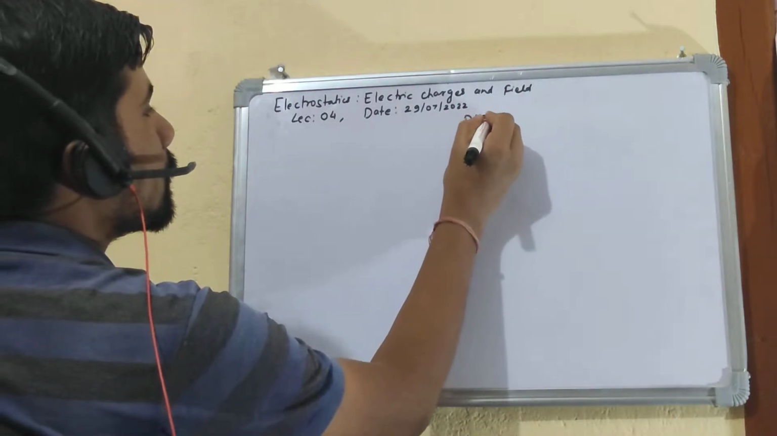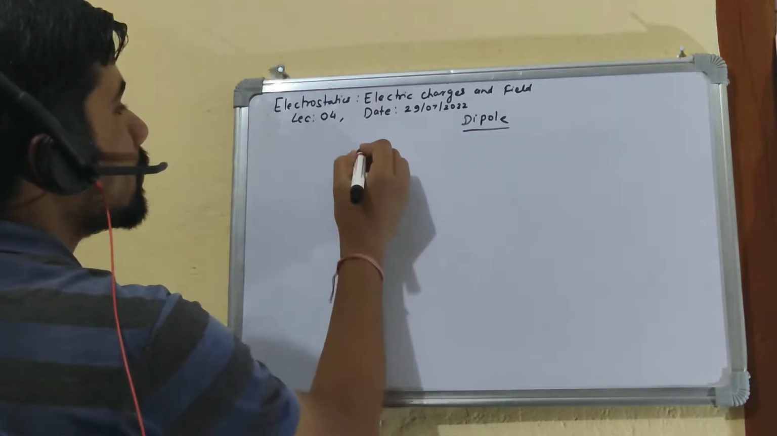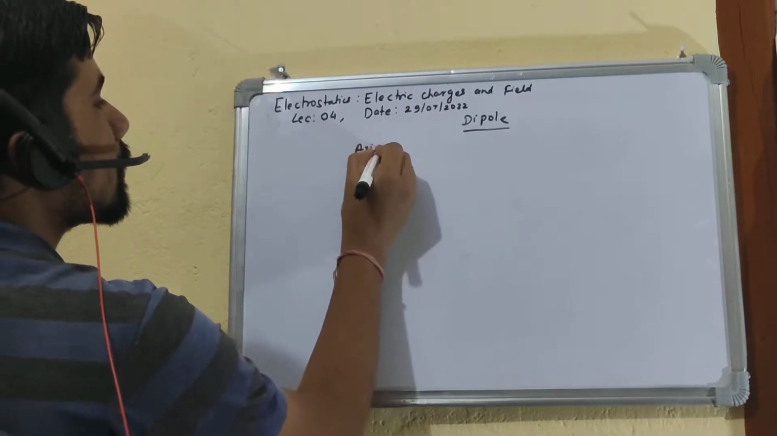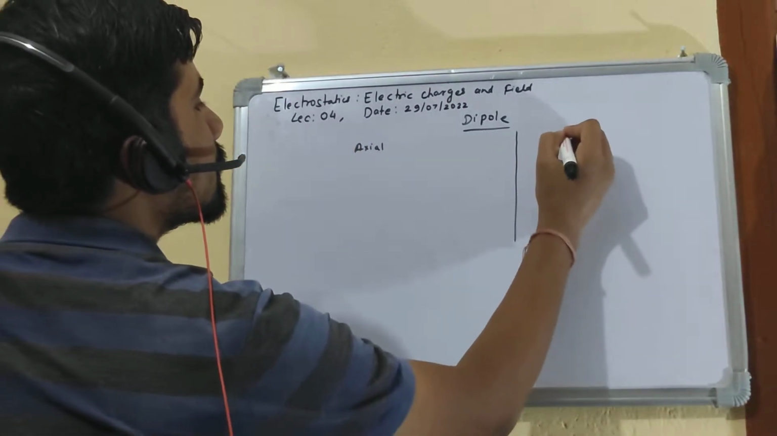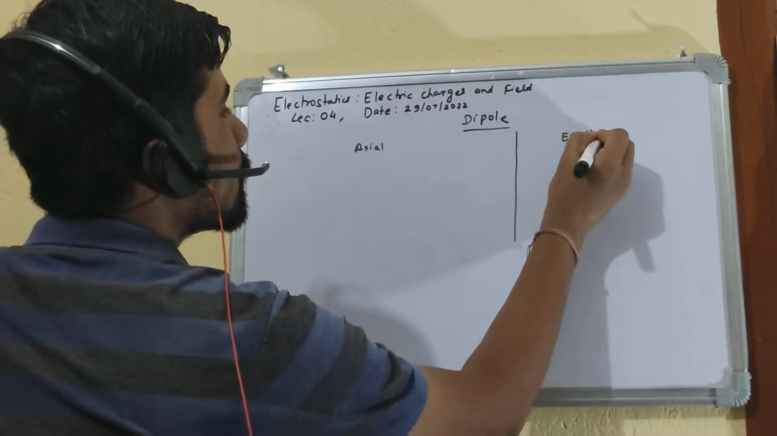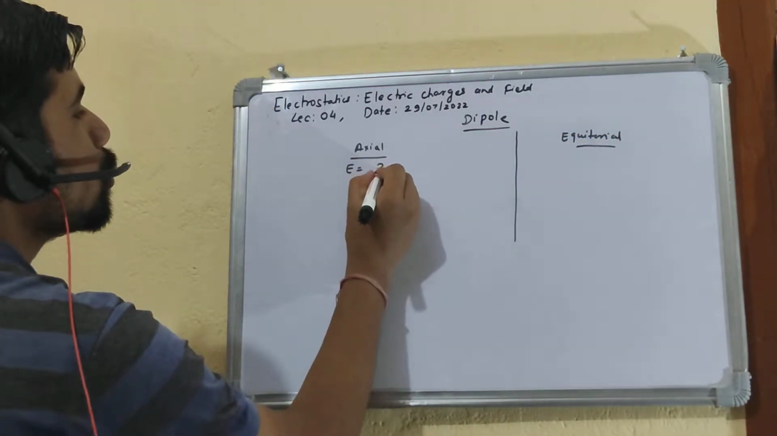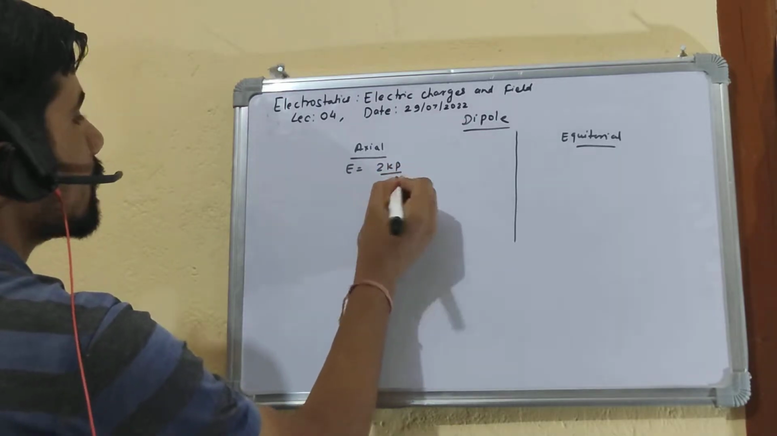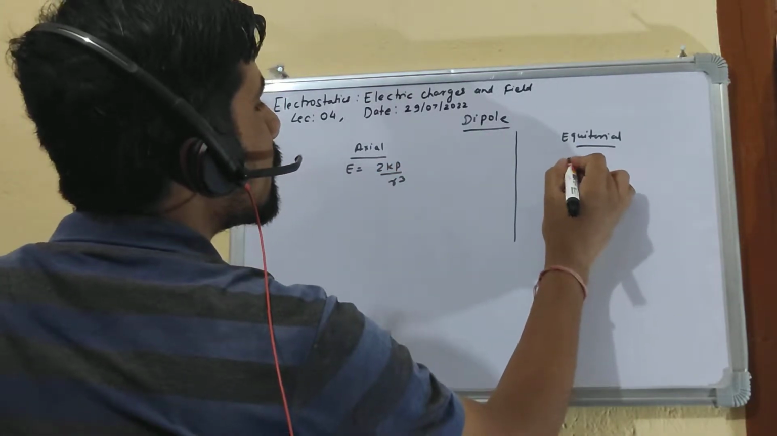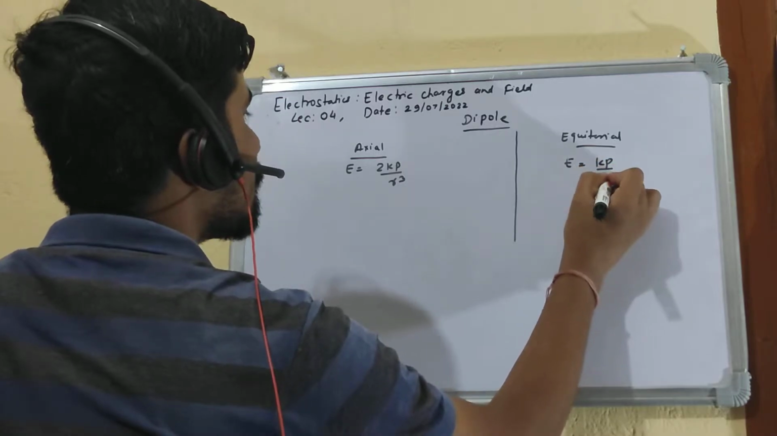So, dipole: the field due to a dipole along the axial and along the equatorial line, right? Along the axial line we calculated the field was given by 2kp by r cubed, right? Along the equatorial line the field was given by kp by r cubed, right?